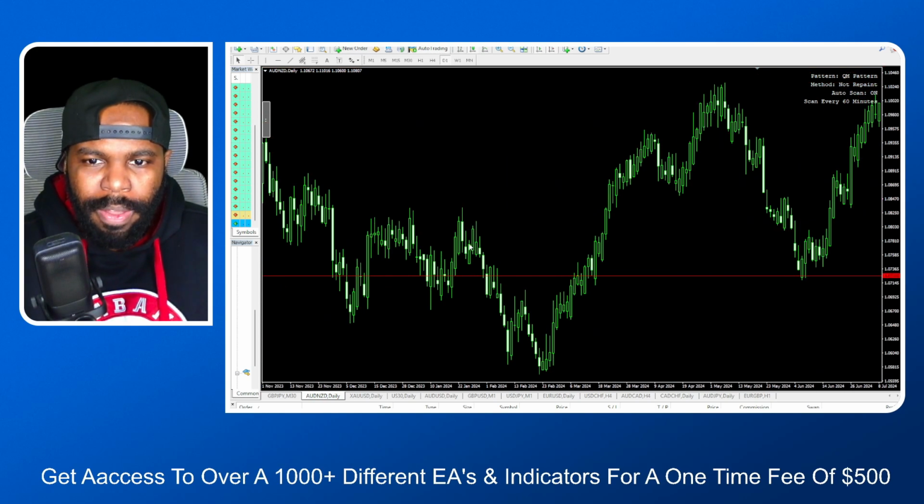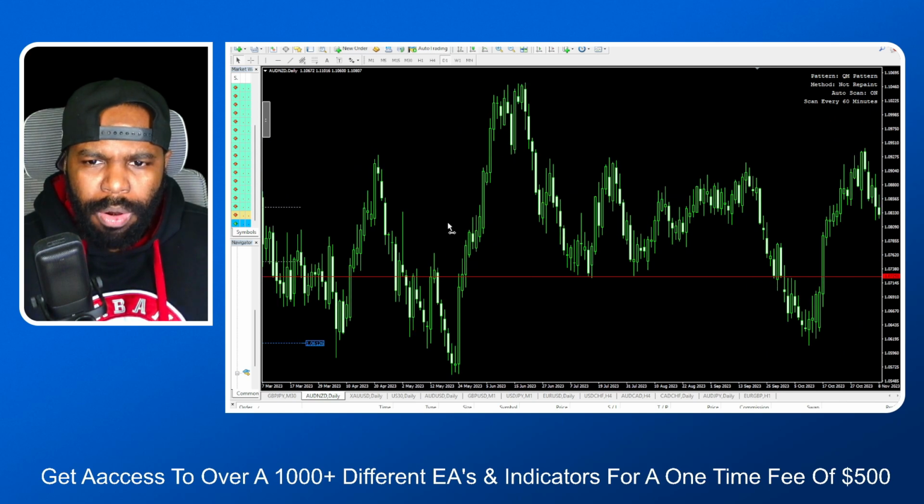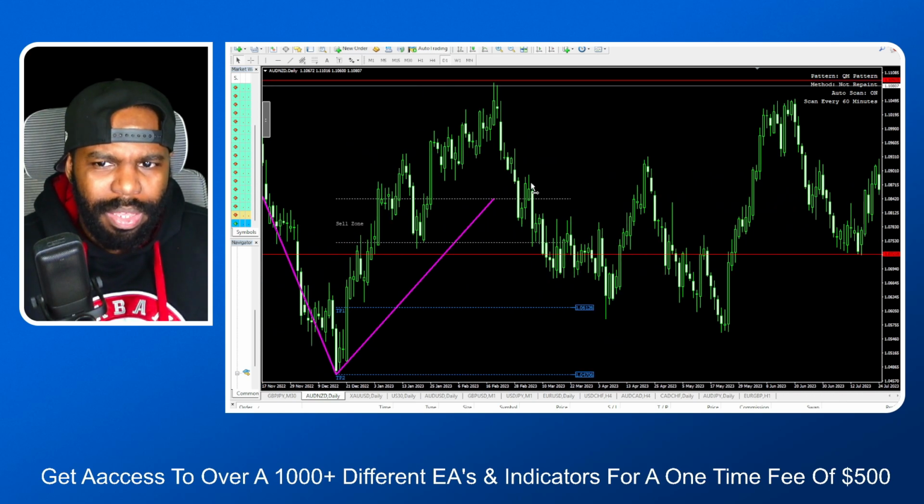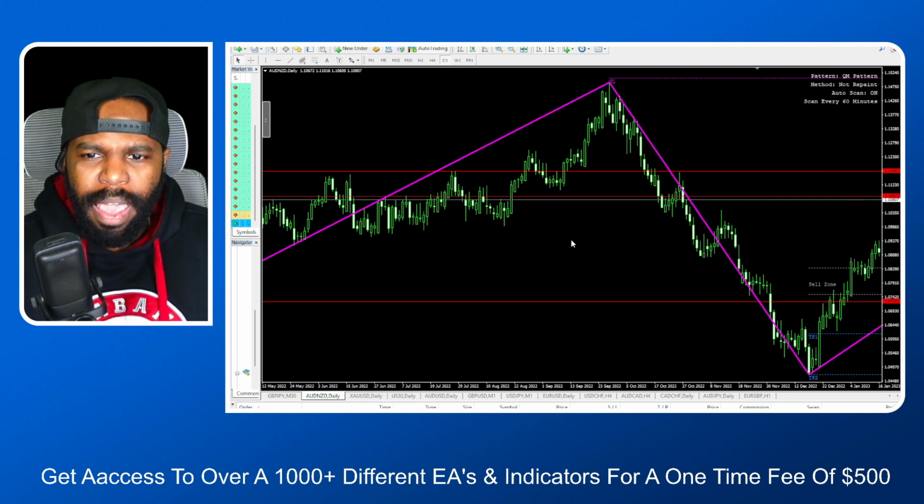So that's one right there. And like I said, every Quasimodo pattern is not a winner. You're gonna lose some times. We have one right here.